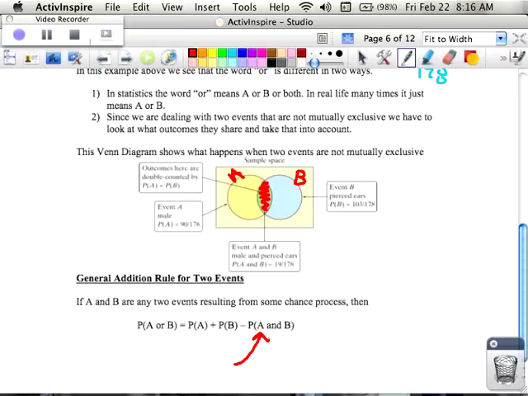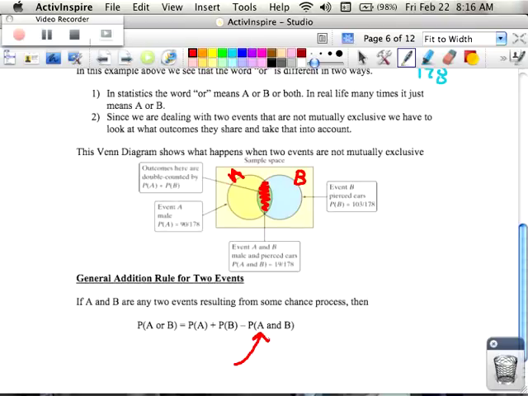And then over here, they're talking about the probability of being a male. That's 90 people out of the 178. On the other side, this is the probability of having pierced ears, which was the 103 out of 178. And the overlap is the fact that you have some males with piercing. That's the red shaded part. So that was a double count, and that's why we subtracted it out. Does that make sense to you guys?